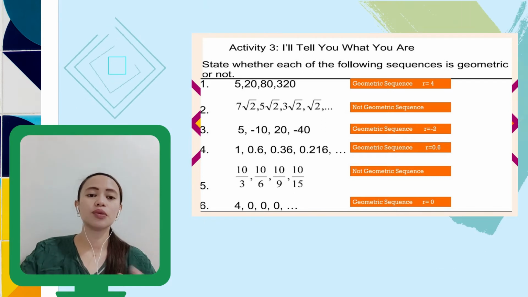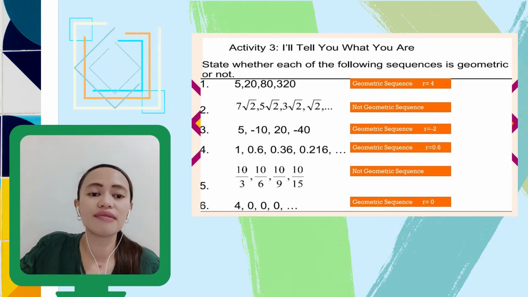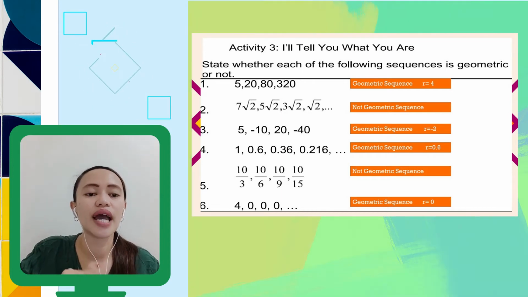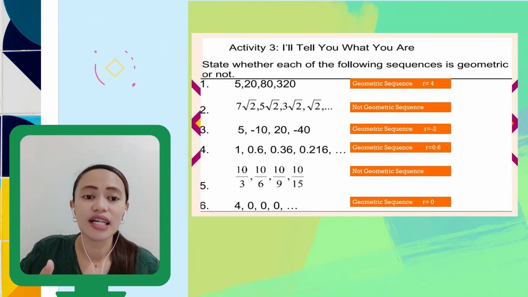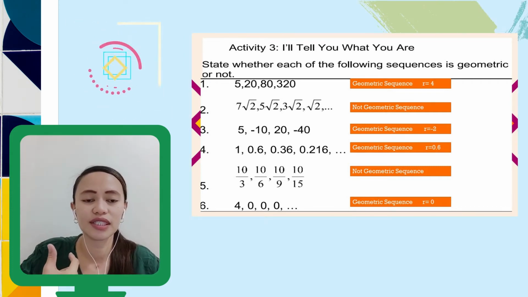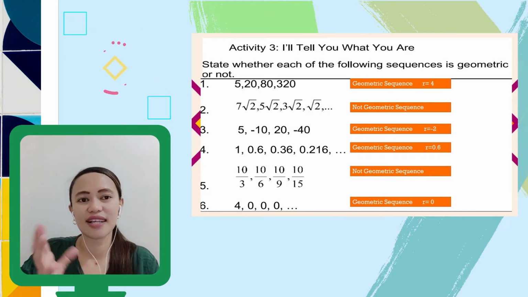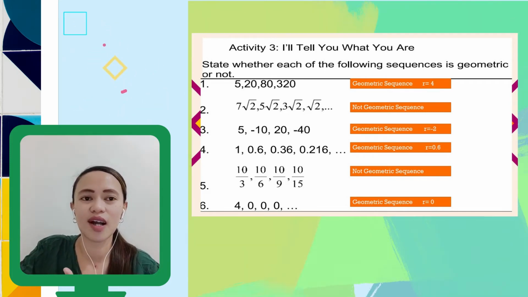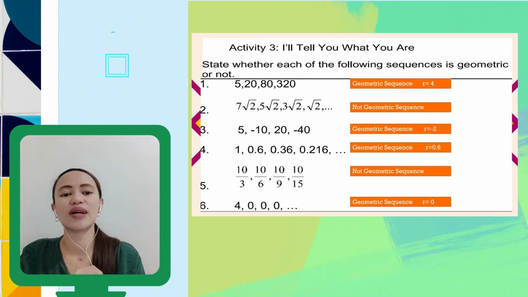Now, let's have number 2. We have 7 square root of 2, 5 square root of 2, 3 square root of 2, and then square root of 2. Here we're just deducting 2 each time. It's a -2, and that is the common difference, and this is not a geometric sequence.